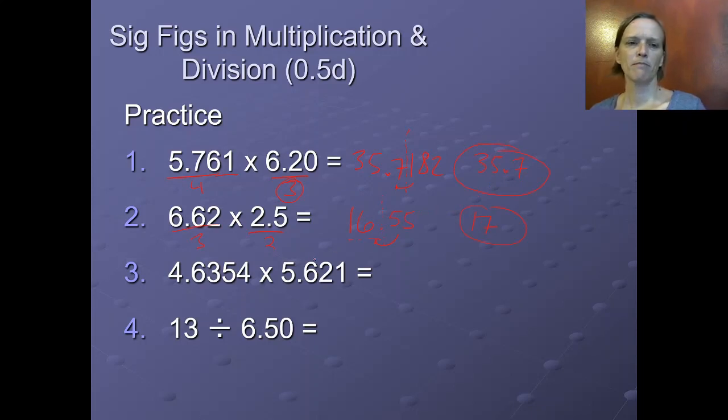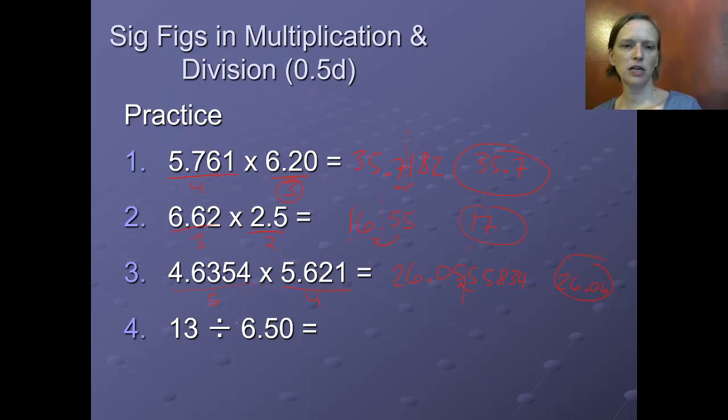4.6354 has 5 sig figs. 5.621 has 4 sig figs. So my final answer just has 4 sig figs. So even though the calculator tells me that the answer is 26.0555834, we're going to need to round that off after 4 significant figures. Do the rounding and you get 26.06.